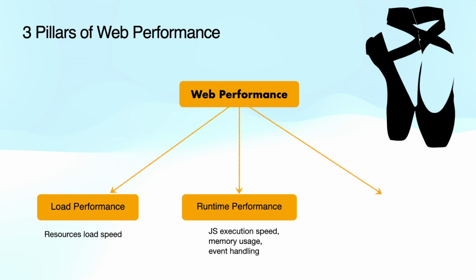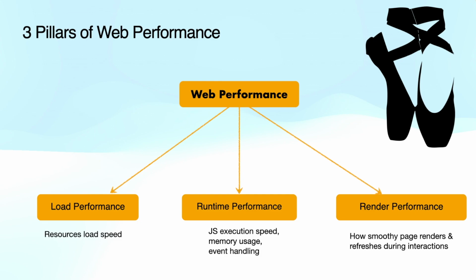And the third piece of the puzzle is render performance. It focuses on how smoothly your page can render and refresh, especially during interactions like scrolling and animation. In real-world scenarios, you'd usually want to optimize across all three types for the best user experience.